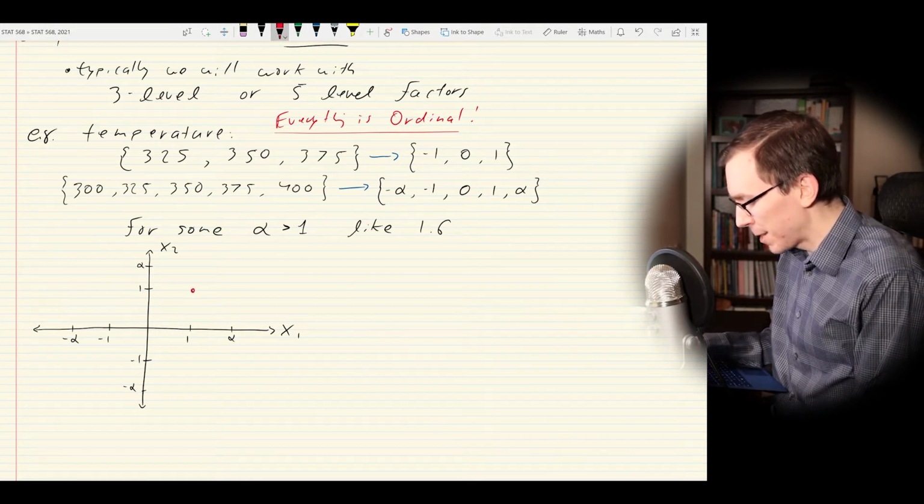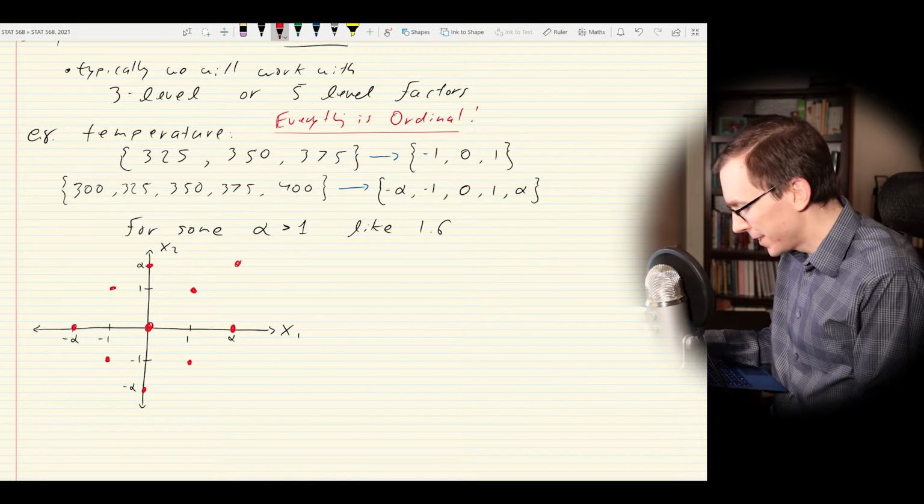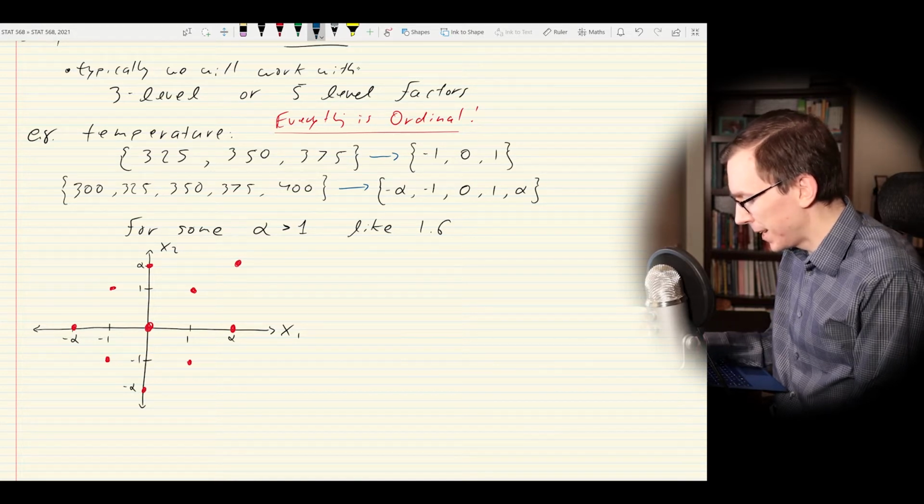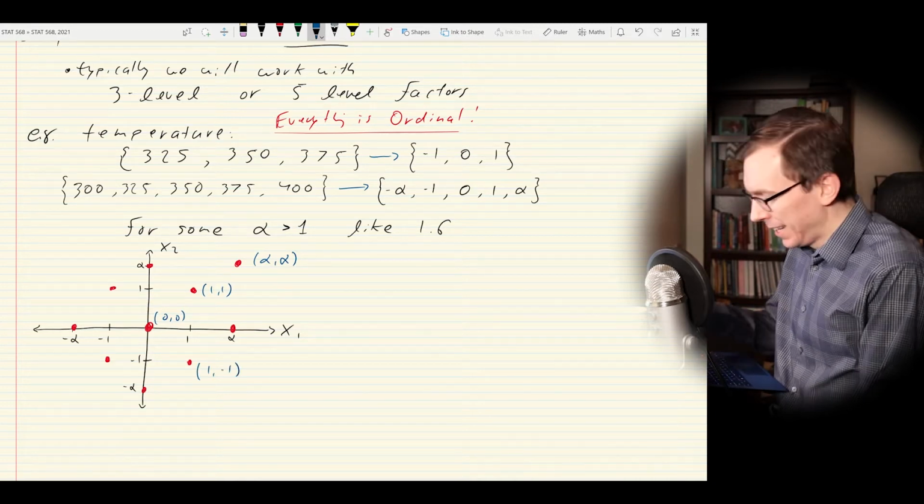So for example, we could just pick some data points. We could pick, for example, 1, 1 and 1, -1. We could pick points on the square here. We could pick a point on the axis like these. We could pick center points. We could pick alpha crossed with alpha, right? There's lots of different points we could pick. In this case, we would have an alpha, alpha. This would be a 1, 1. This would be a 0, 0. This would be, I guess, a 1, -1, and so on, right?